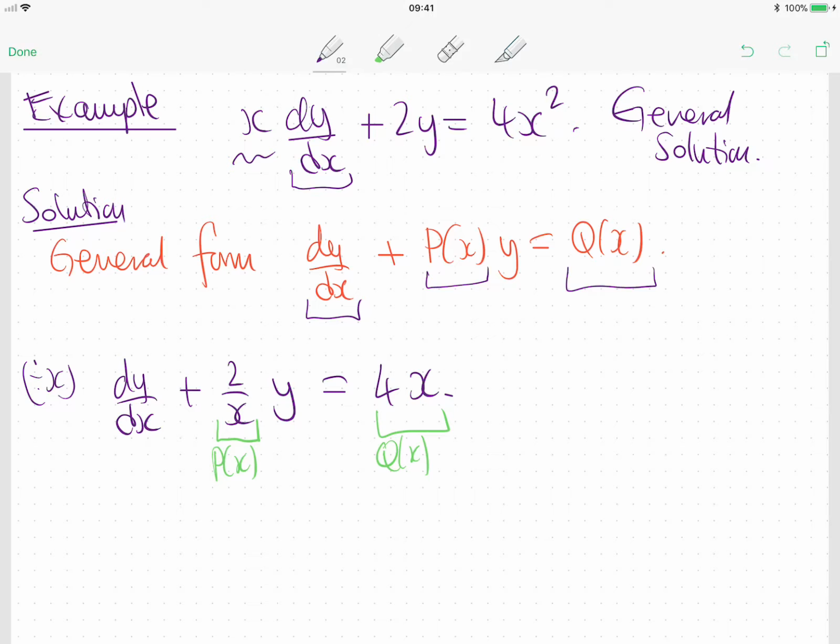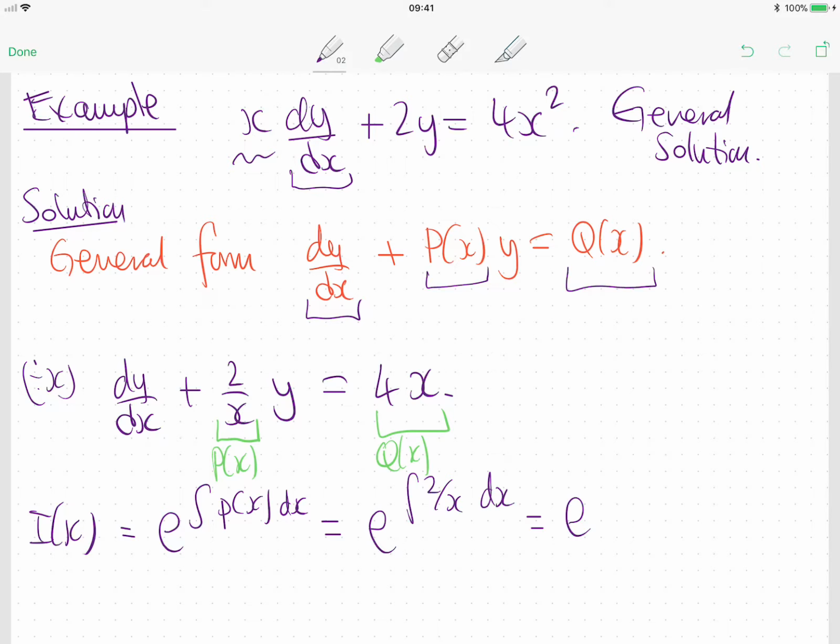Next we need the integrating factor, which I'm going to call I of x, and the definition is e to the power of the integral of p of x. So in our case, e to the power of the integral of 2 over x with respect to x. Well, this is e to the power 2 log x. And I want to cancel off the e and the log. It's quite a good chance we can do that. The only problem is this 2.